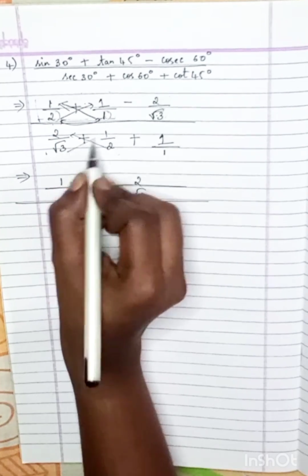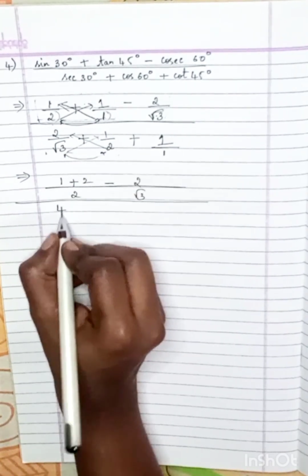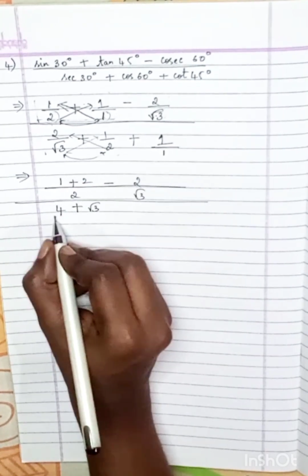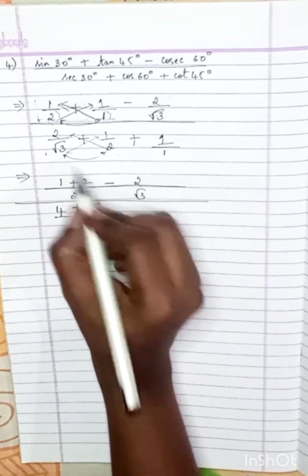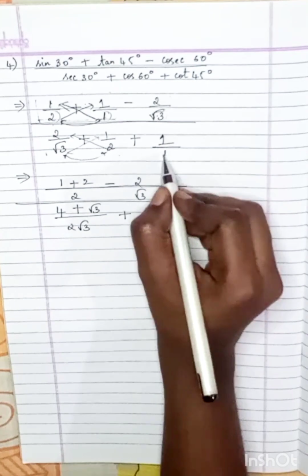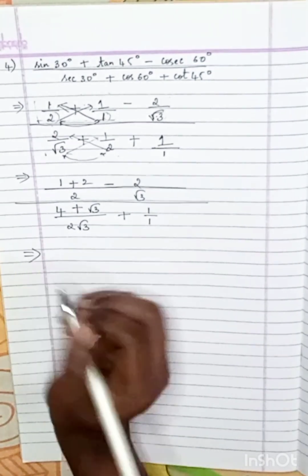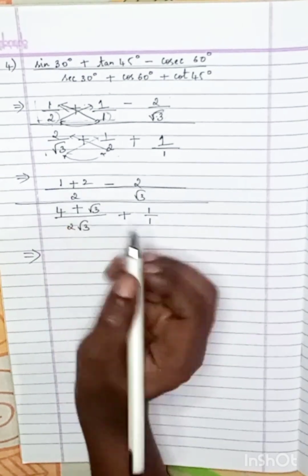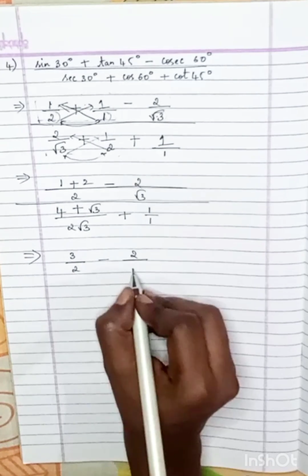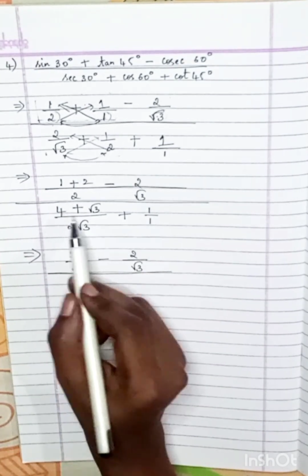2 into 2, root 3 into 1, root 3 into 2. So 2 2s are 4 plus root 3 into 1 is root 3, divided by 2 into root 3 is 2 root 3. This plus, and let us write this 1 by 1 as it is. Next step. Now 2 plus 1 is 3. 3 by 2 minus 2 by root 3, whole divided by 4 plus root 3.